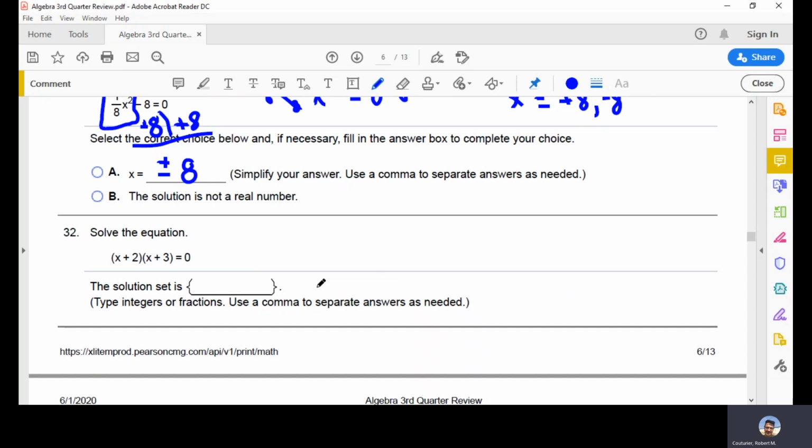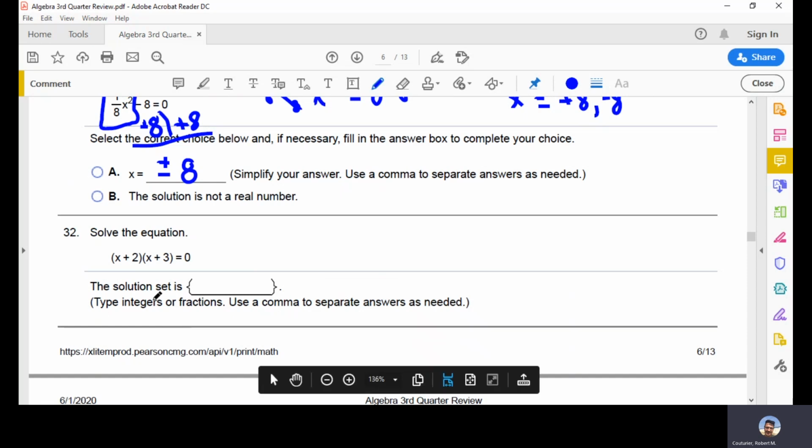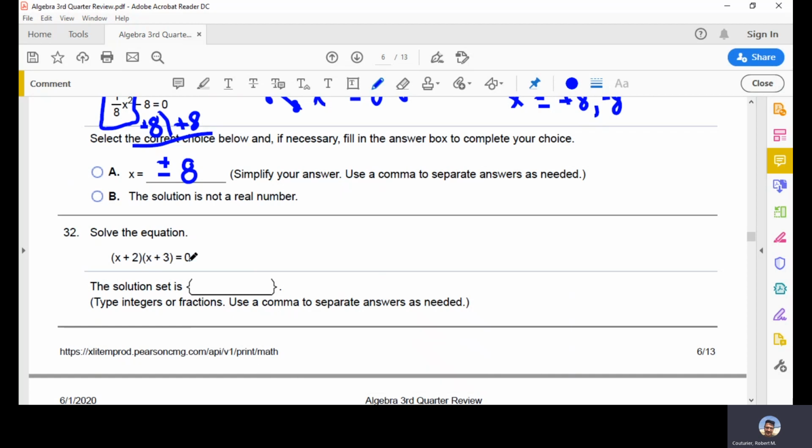Great. If you see that, perfect. It's recalling information we've learned. All you have to do is solve it here, guys. So what they're saying here, this is called the zero product property. You have the product of two things equals 0. So if the product of these two things equals 0, each individual one of those should also equal 0.